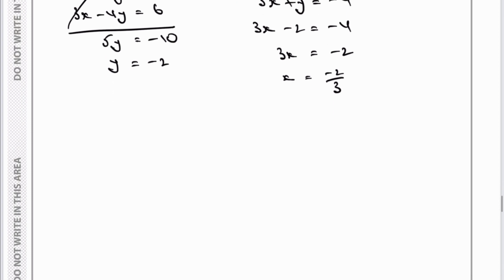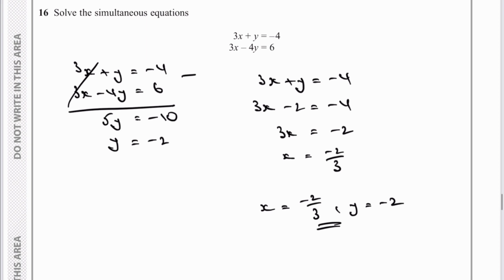So I would write them out. Obviously you can write them out on the answer at the bottom, but just for the sake of the video, I'm going to write x equals negative 2 over 3 and y equals negative 2, and that's the answer to question number 16. Okay, hopefully that's okay for you.